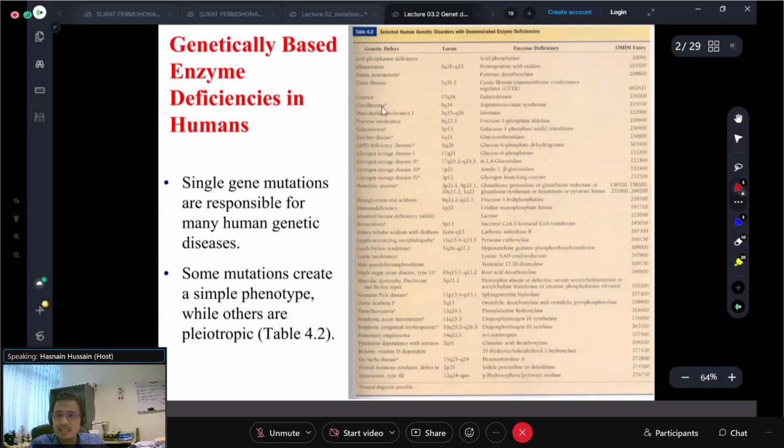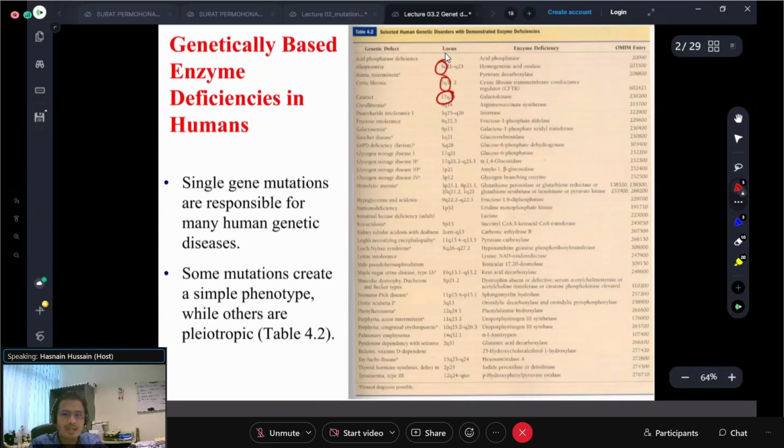So these are the genetic defect that is described, or the disorder, and this one is the enzyme that is mutated, and then because of the changes in this enzyme, it caused the disorder. And this one is the position or the locus on which chromosome in human that have this kind of changes that cause this disorder.